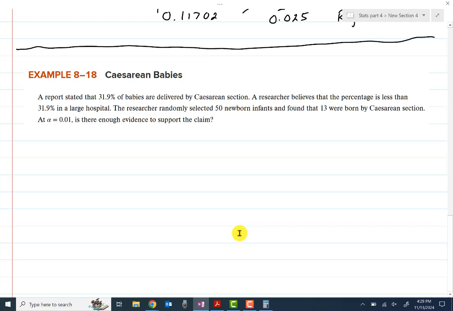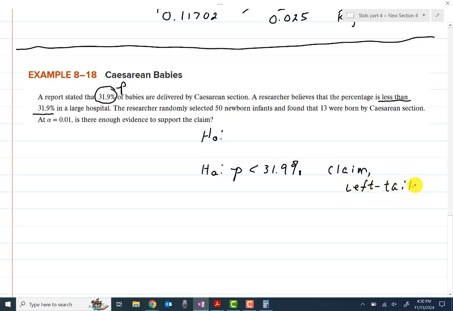Here we have a report stated that 31.9% of babies are delivered by cesarean section. So we'll call that p. A researcher believes that the percentage is less than 31.9%. So that tells us how to set up H naught and HA. So I can put p is less than 31.9% here. So that's the claim. And we're left-tailed. And then up here we must reverse and put it equals under there. All right, so the researcher randomly selected 50 newborn infants, so there is n, and found that 13 were born by C-section. There's x. And there is our alpha level.